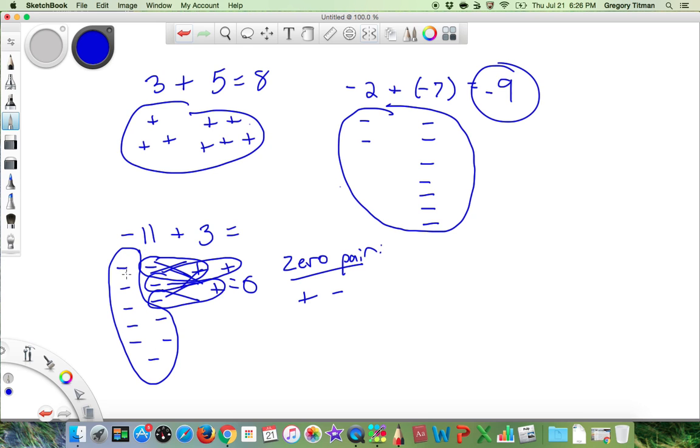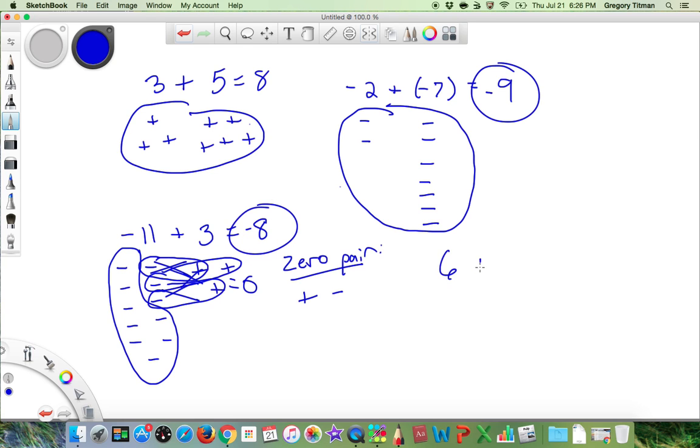So what am I left with? 1, 2, 3, 4, 5, 6, 7, 8. 8, and those are negatives, so negative 8. I still owe my friend $8. I haven't paid off my debt entirely, but I'm working towards it. Okay, let's look at one more together, and then I'll have you guys try 2 on your own.